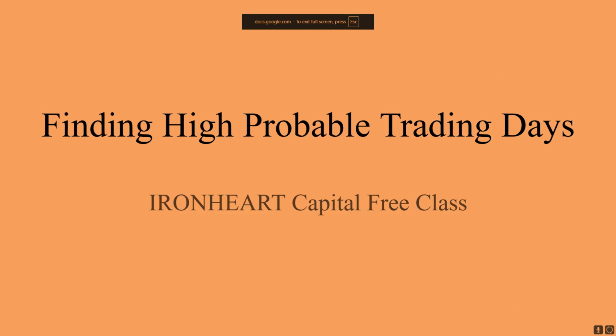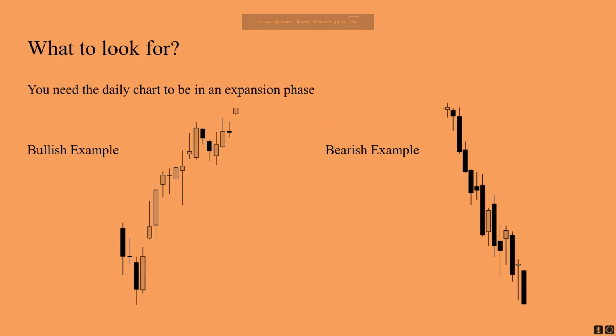So what do you look for? You need the daily chart to be in an expansion phase. These are all daily candles that you guys are seeing on your screen. You can see that we're not stuck in a range and we have expansion candles and there's a one-sided direction or one-sided delivery on both sides. So that is the first step. And you can see you have a bullish and a bearish example.